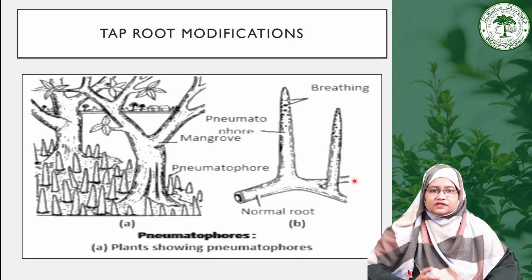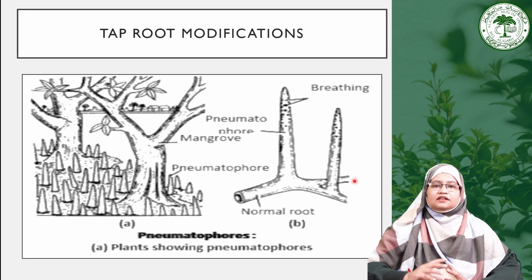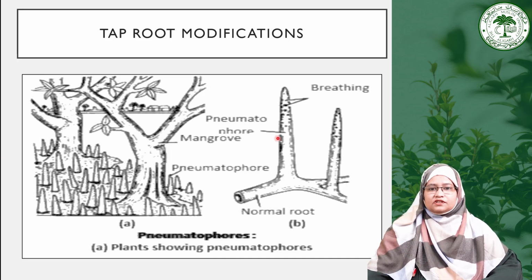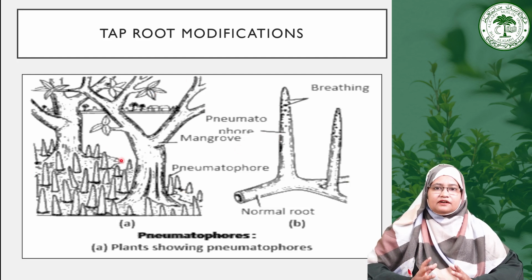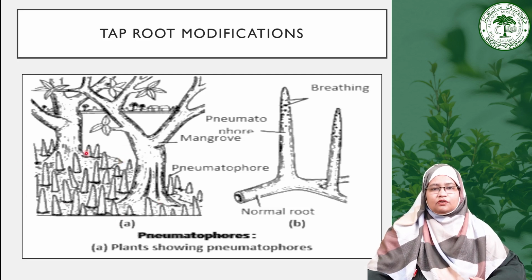Now moving towards the next taproot modification: the breathing roots, also called pneumatophores. As we know, mangrove plants grow in deep swamp places. So in this area, there is a deficiency of oxygen in the soil. So in these mangrove plants, the roots become negatively geotropic, because by nature roots are positively geotropic, they grow deep in the soil. But these breathing roots arise negatively geotropic.